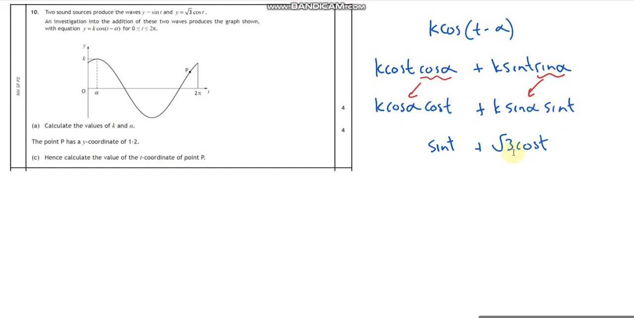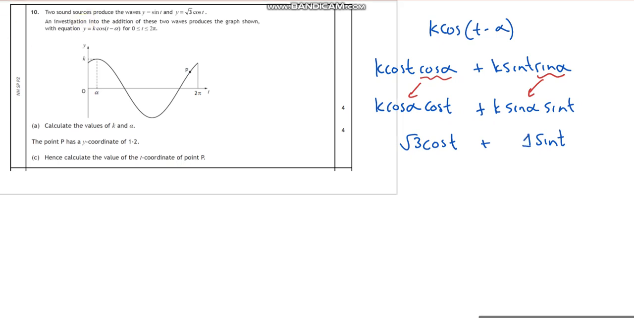Now, this is a great one because usually it's been in the correct order. Now, if I look at it, oh, wait a minute, that doesn't equal this. That equals that. So what do we do? Well, we just flip it around. Instead of putting the sine first, I'm going to write it out as cos first. So root 3 cos t plus sine t. And obviously, if it's sine t, it's just one sine t.